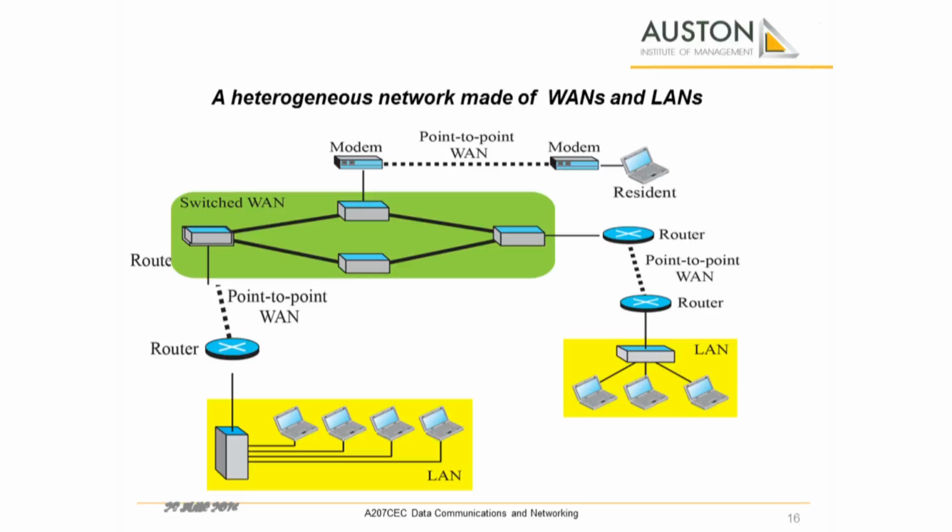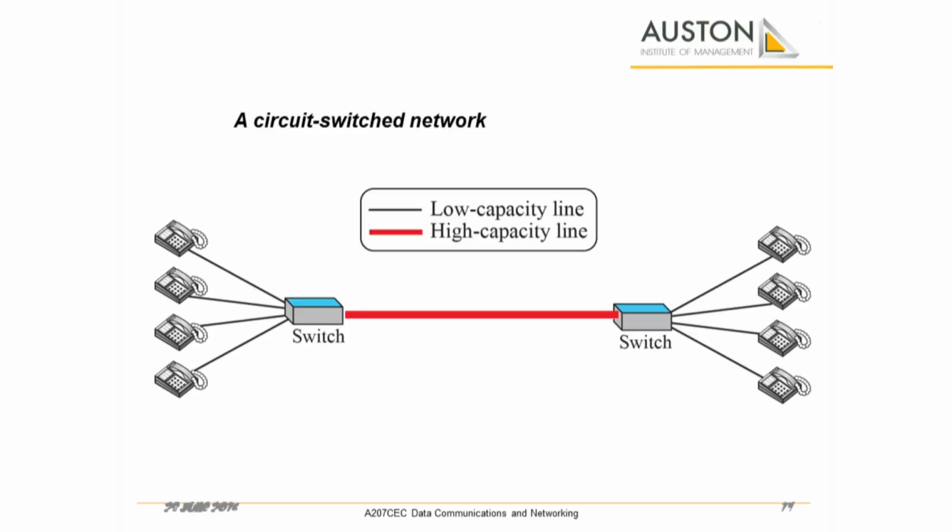A LAN is normally privately and fully owned by the organization that uses it. A WAN, on the other hand, is normally created and run by communication companies and is leased by an organization that uses it. An internet is a switched network in which a switch connects at least two links together. A switch needs to forward data from a network to another network when required. The two most common types of switched networks are circuit-switched and packet-switched networks.